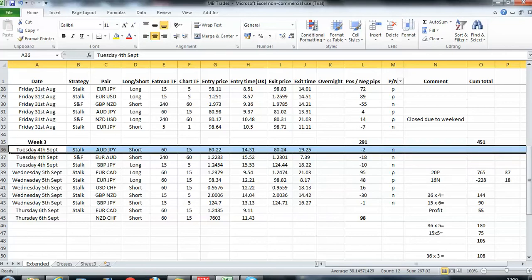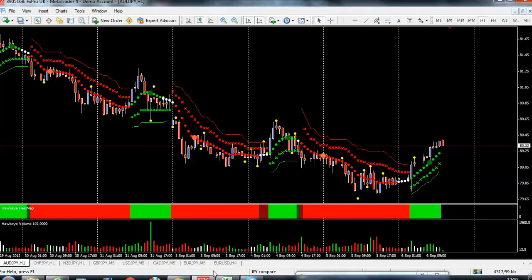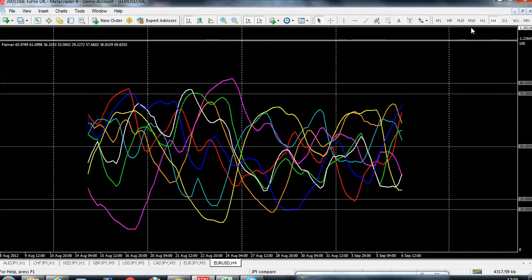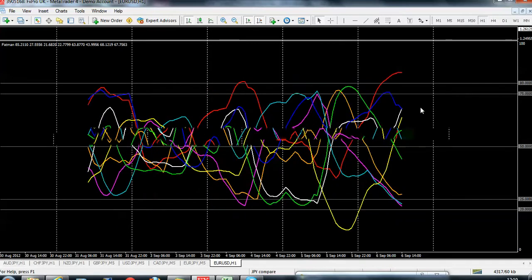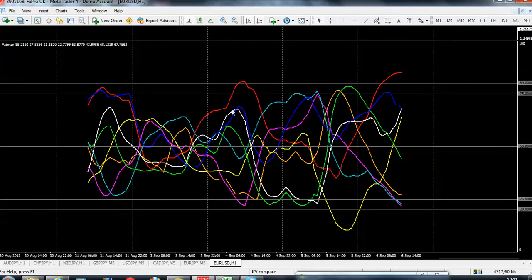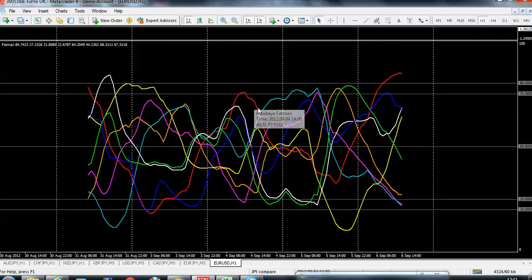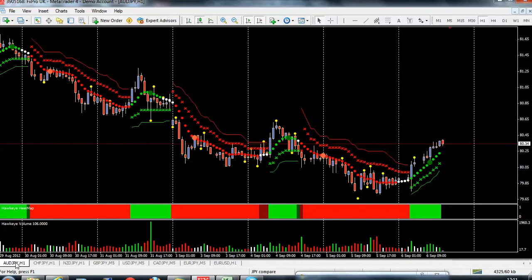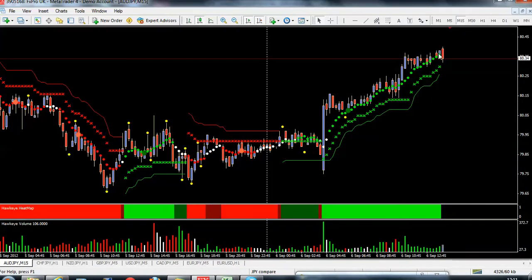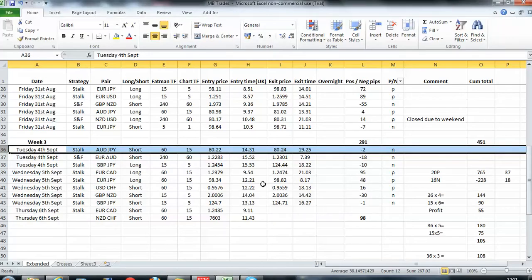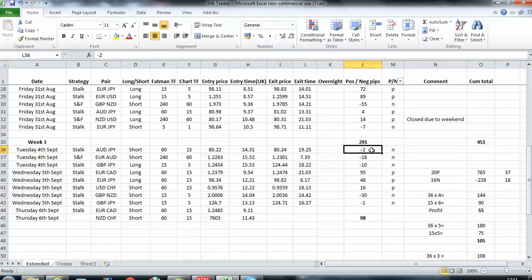That's it, Aussie yen short. So we had a 60-minute fat man, that's a 1-hour fat man, and it would have been here. Can you see? Aussie yen, Aussie down, yen coming up. That would have given a trade here. Can you see? And we were taken out quite quickly again. In fact, almost break even there.